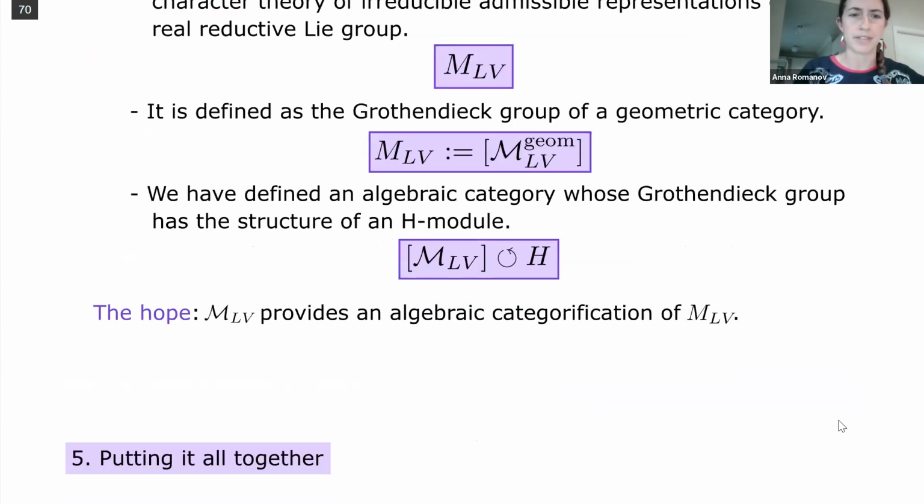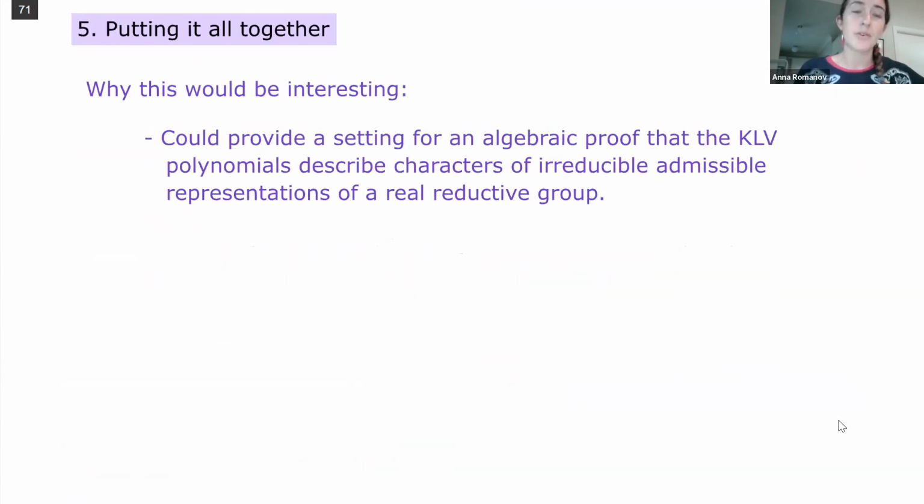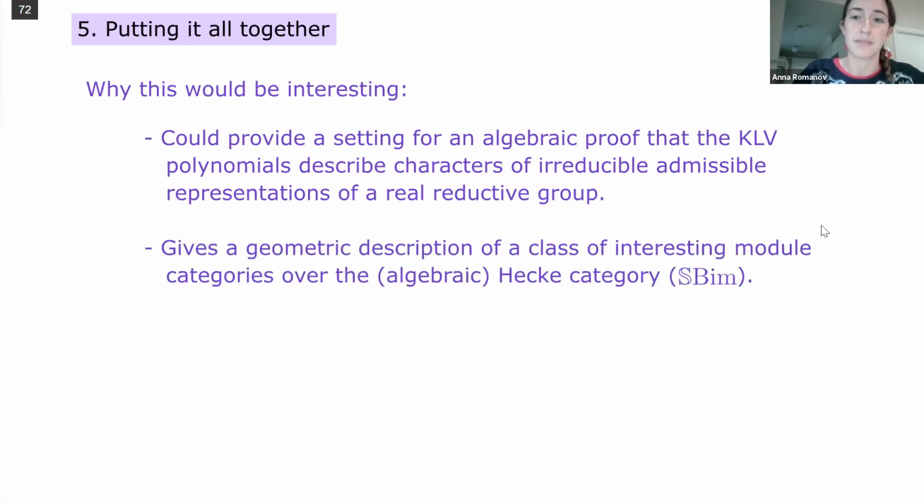And so what's the point of this? Why would this be interesting? Well, one perspective is that this proof, which is essentially the Kazhdan-Lusztig conjectures, but for real groups, is currently only done in a geometric setting. And so this could provide an algebraic world to establish these character theory type questions. So that's one thing that could be interesting.